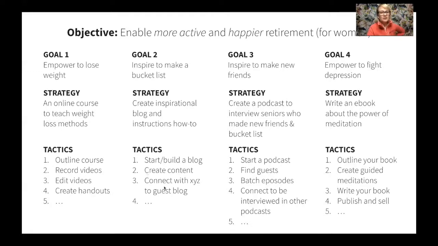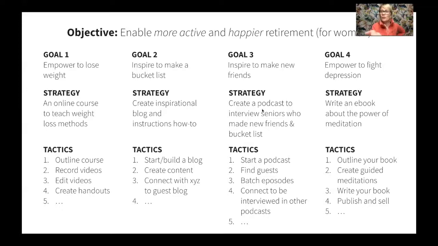So maybe these are like, you start a blog, you create content for it, you connect with other blogs to guest blog so that you can start gaining visibility for your blog, and so forth. Goal 3 was inspire to make new friends. Strategy for that was to create a podcast. So the tactics for that would be start a podcast, find those guests, start batching episodes, and then of course connect to be interviewed in other podcasts, again for the visibility.